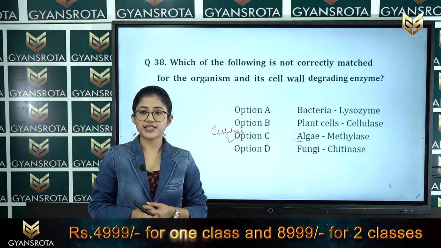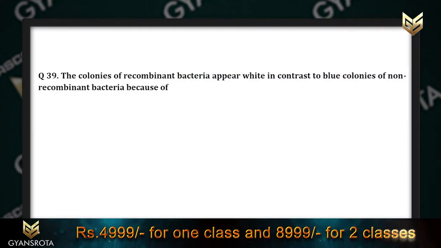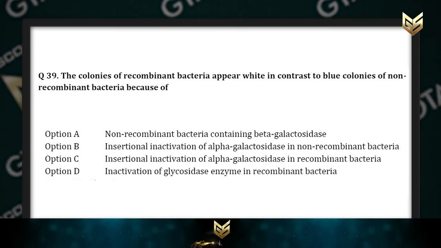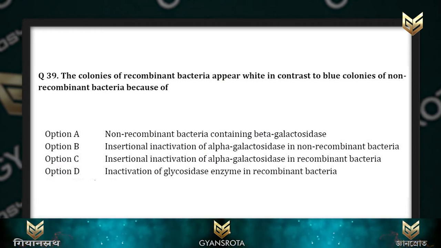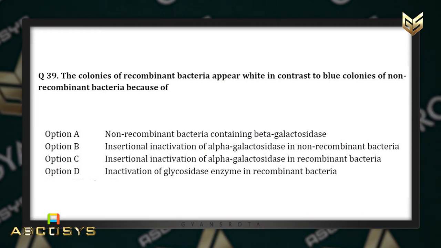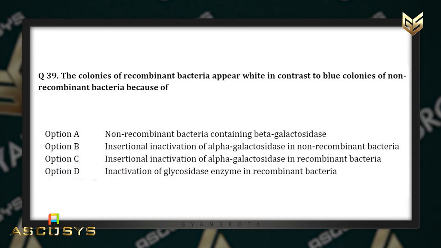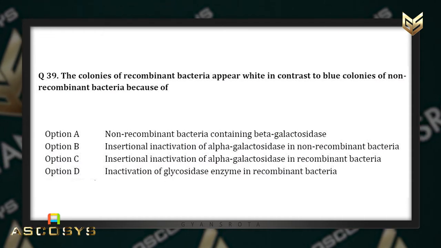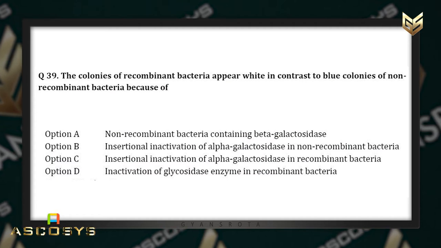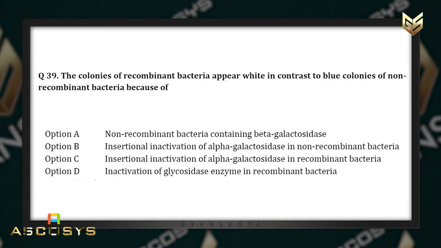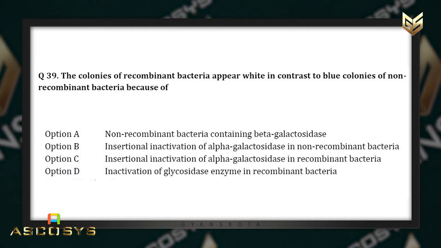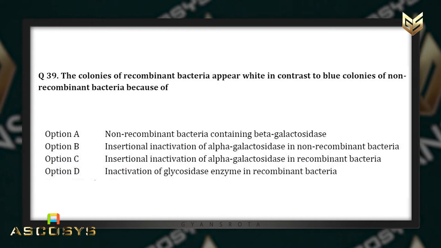Now, let's see the next question, that is question number 39. The colonies of recombinant bacteria appear white in contrast to blue colonies of non-recombinant bacteria because of option A, non-recombinant bacteria containing beta galactosidase, option B, insertional inactivation of alpha galactosidase in non-recombinant bacteria, option C, insertional inactivation of alpha galactosidase in recombinant bacteria, and option D, inactivation of glycosidase enzymes in recombinant bacteria.